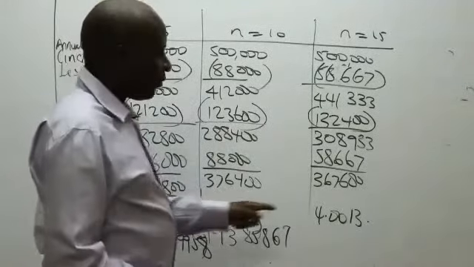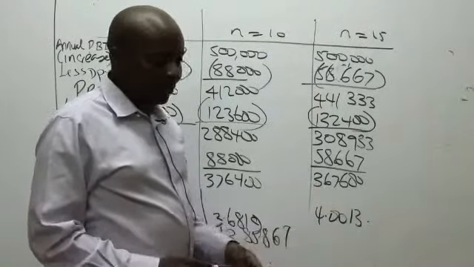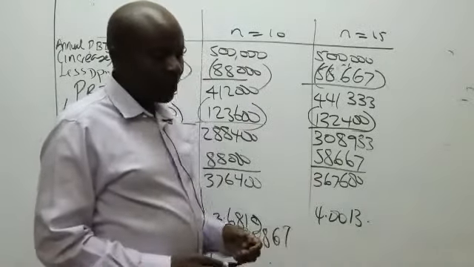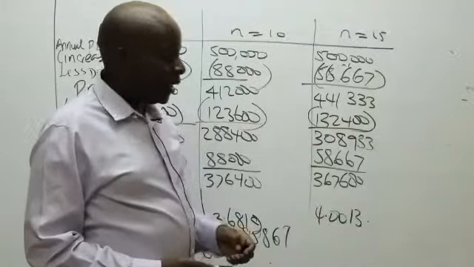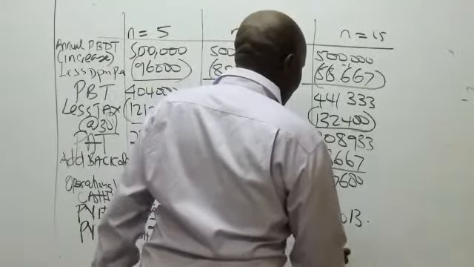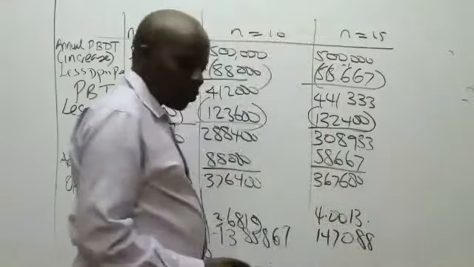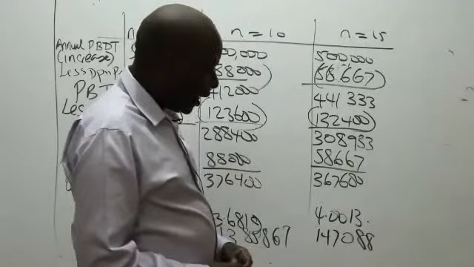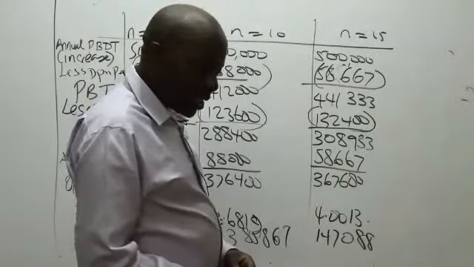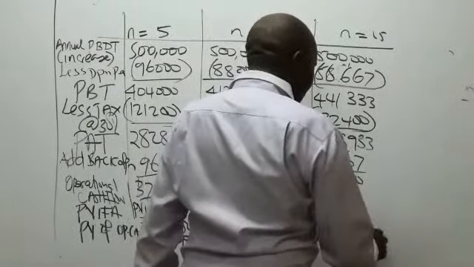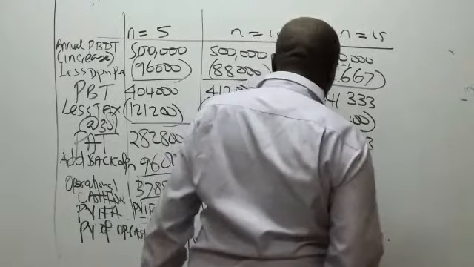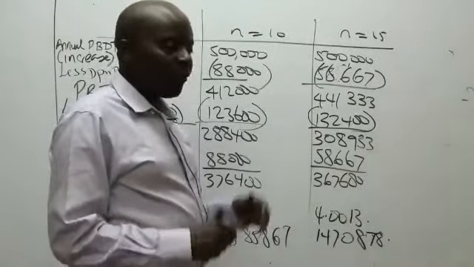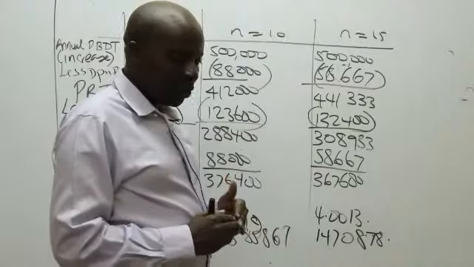Thank you so much. So from there, come and give me this and this. Please multiply them. Somebody gives me a figure of 147.0878. Thank you very much. Ladies and gentlemen, remember these are present values from operational cash flows.